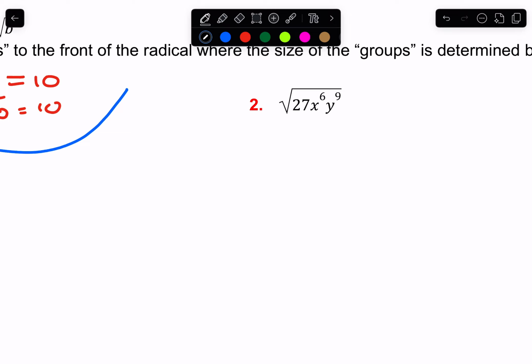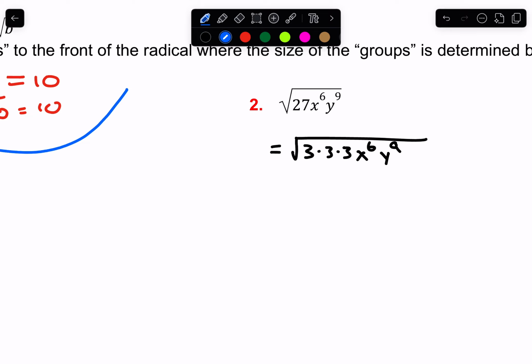The first thing I'm going to do is rewrite the number broken down into its prime factors. So 27 is 3 times 3 times 3. All right, it's 3 3's written together. But I don't really have to write it that way, okay? I can write it as 3 to the power 3, which is also 27. So whichever way you prefer here is totally fine. But we're going to leave the 6 x's together and the 9 y's together.